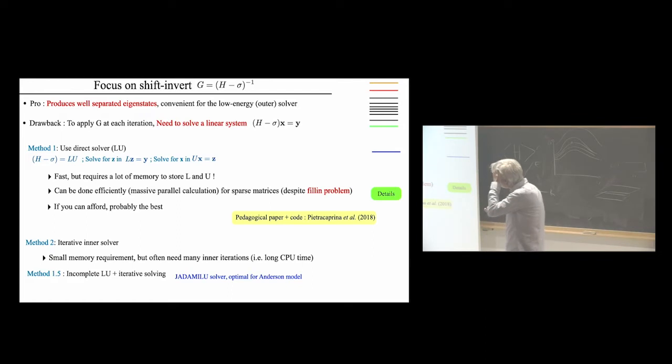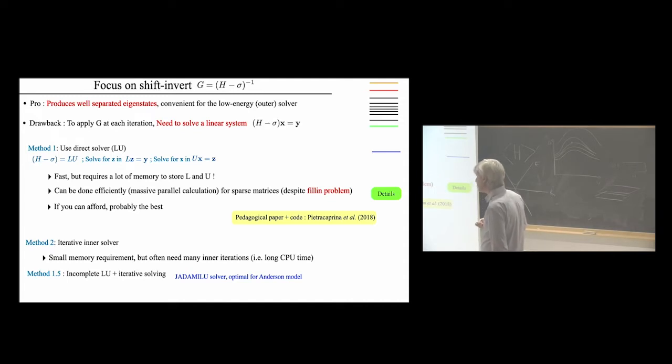But something which works well is a very brute force, stupid method. Actually, if you talk to the people who are doing that, they are really not stupid, but this sparse direct solver. So the idea is very simple. You use an LU decomposition of your matrix H minus sigma. L is the lower triangular and U is the upper triangular. And once you have this decomposition, then you can easily solve this type of problem by these chains of upper and lower descent.